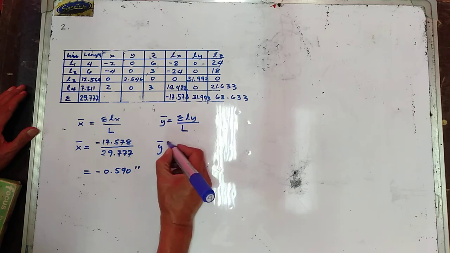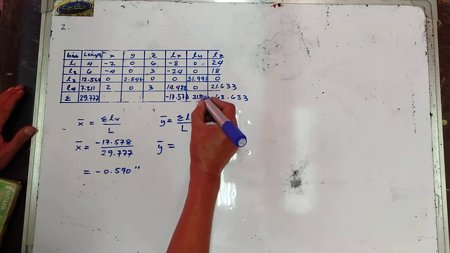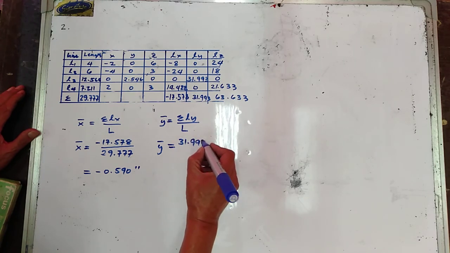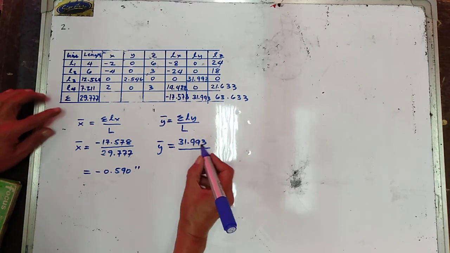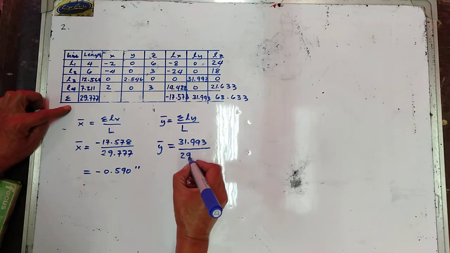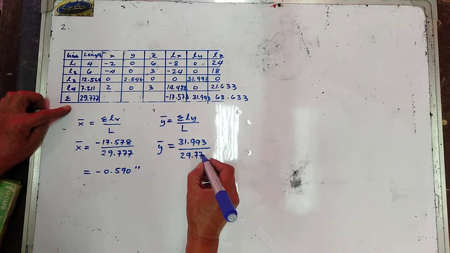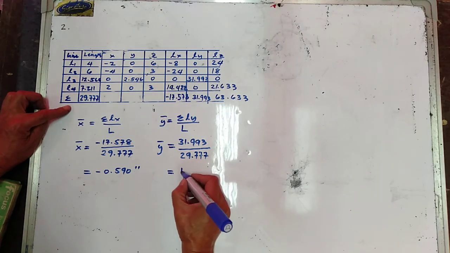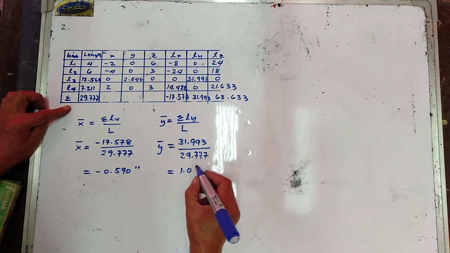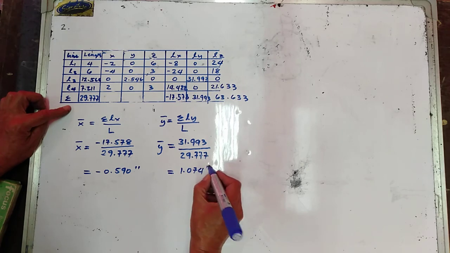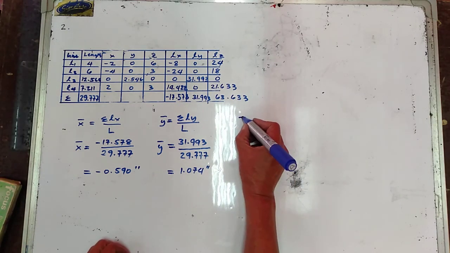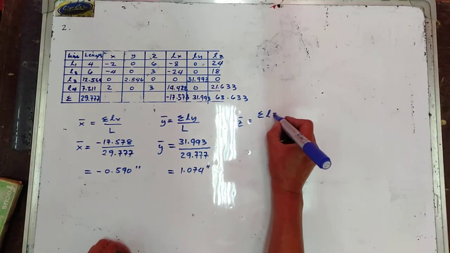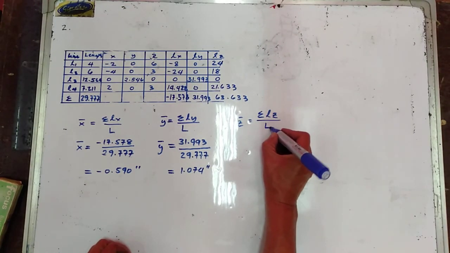Your bar Y is now equal to summation Ly all over the total length. So bar Y is now equal to summation Ly, 31.993, all over the total length, 29.777. Bar Y therefore is 1.074 inches.